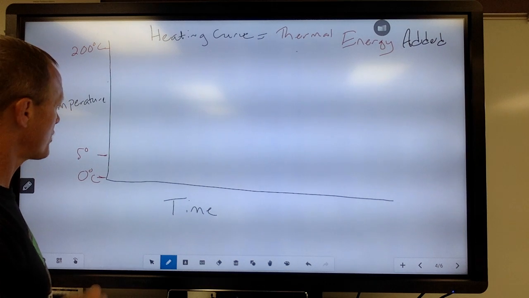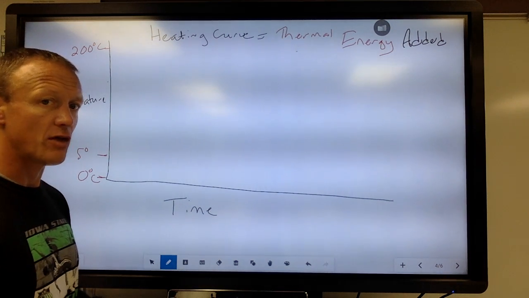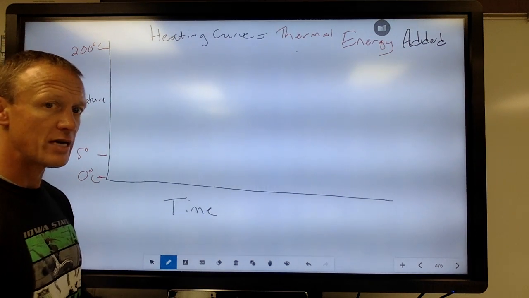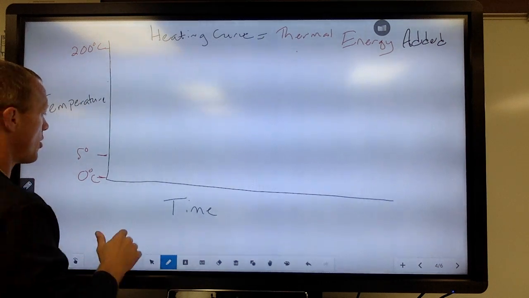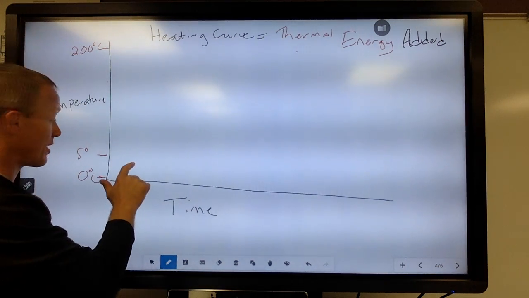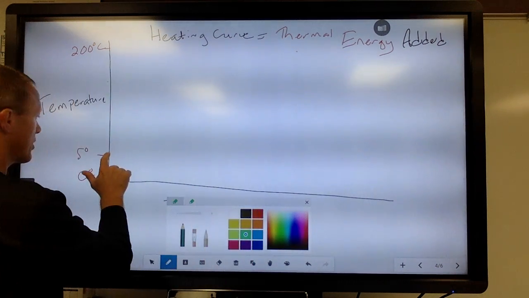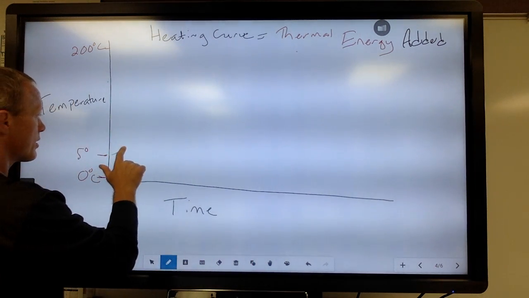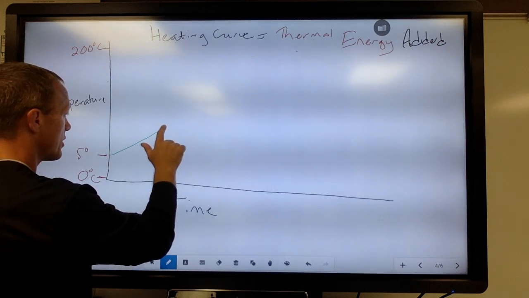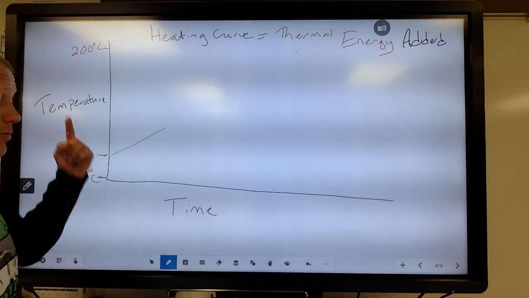So first, when you start heating a solid, it does get hotter. Those molecules begin to speed up and spread out as they get hotter. So the first part of the graph, as you start heating it, it is getting hotter. Temperature is going up.